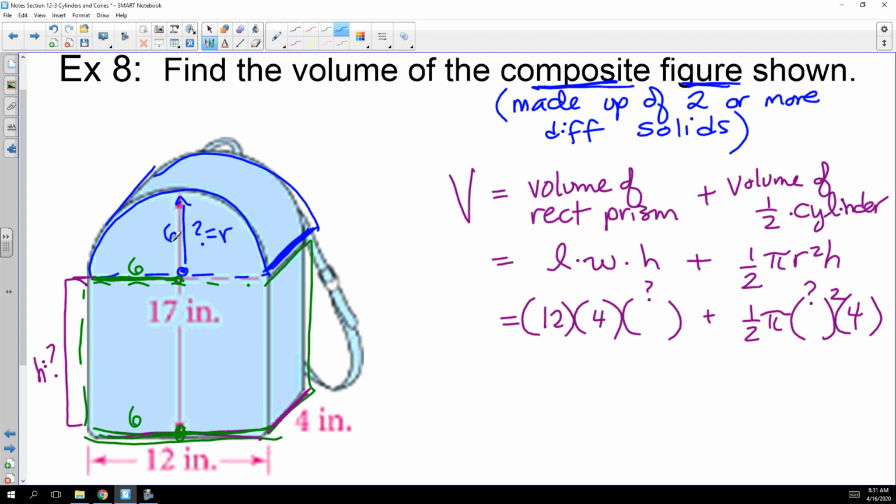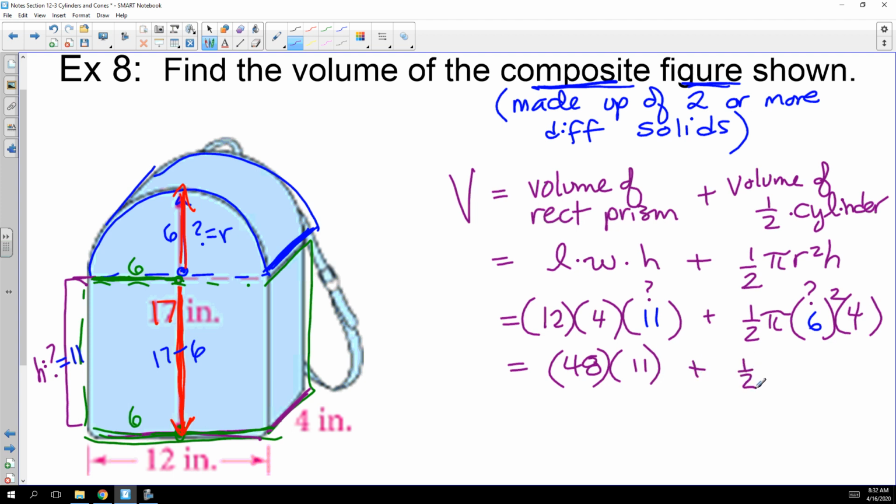And then the height, well, if the overall height was 17, that's what was given from the very top of this container, compartment, whatever you want to call it, to the very bottom right here, almost like you were trying to fit a suitcase in something, okay? If I take 17 and subtract that 6, then the height has to be 11, right? So I'm going to put 11 here, I'm going to put 6 here, and now we're ready to rock and roll. So this gives us 48 times 11 plus 1/2.